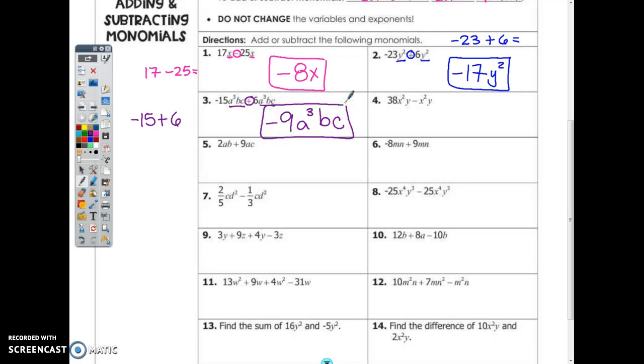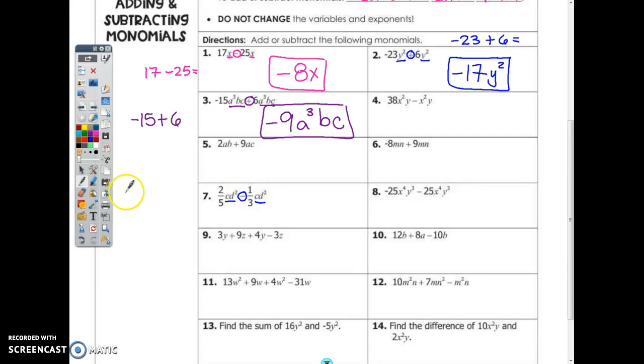Okay? Let's go to harder ones, like problem number 7. Do these two look alike? Yes, they both have c d squared, c d squared. What are you going to do with the fractions? Subtract them. In the calculator, in order for you to type a fraction, you have to do parentheses, unless you're using decimals. So I'm going to show you both ways.